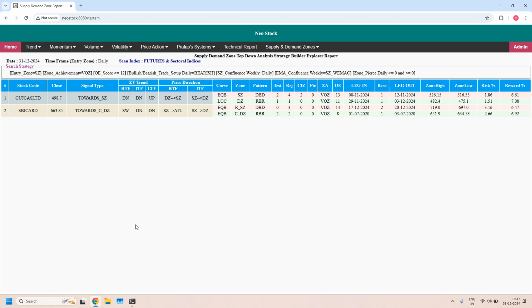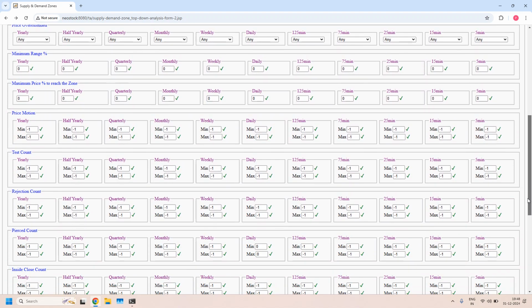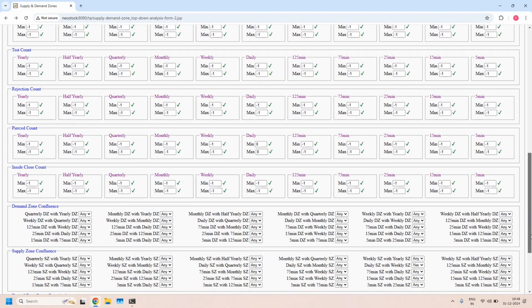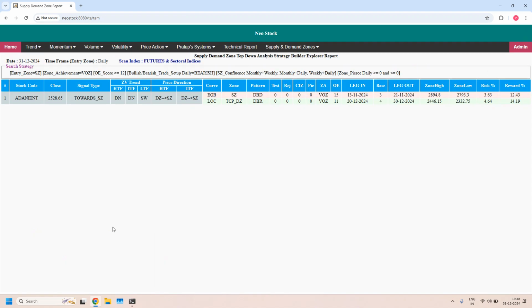Okay. Now we will also further filter based on LTF, ITF and HTF supply zone confluence. Out of the 3, how many are having? Let's verify. I removed the EMA filter. Supply zone confluence, 3 filters we have to set. Already one filter is enabled, daily with weekly supply zone confluence. Next, daily supply zone with monthly supply zone confluence, and weekly supply zone with monthly supply zone confluence. With all the three filters, out of the three stocks, we got one stock.